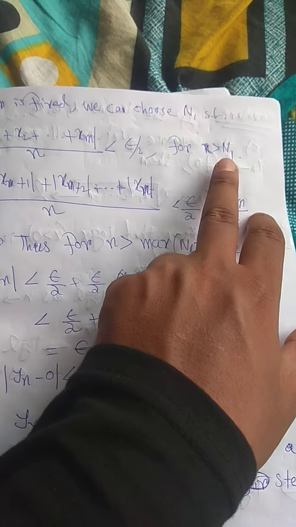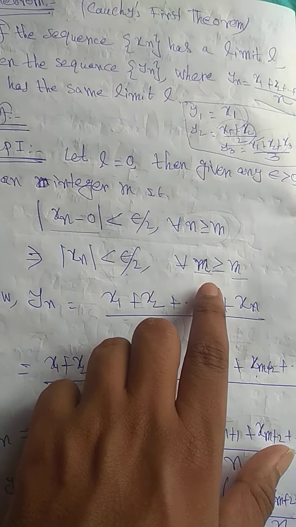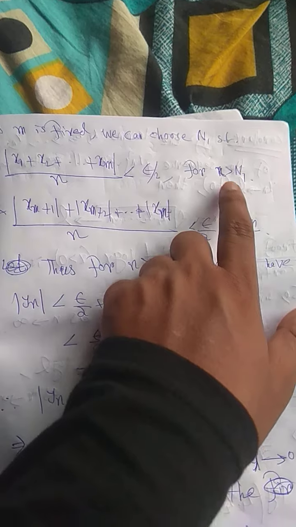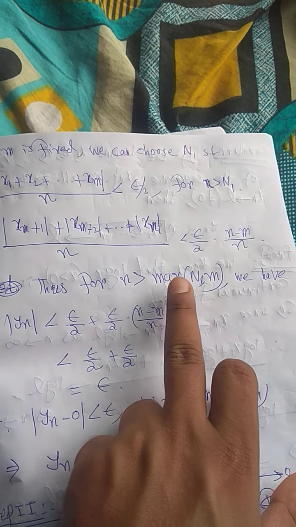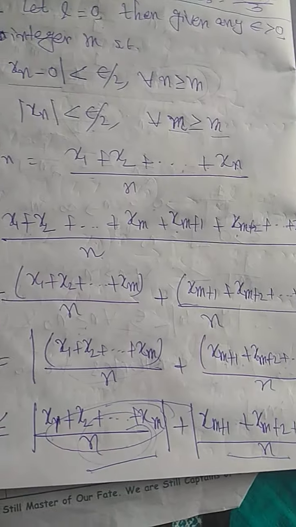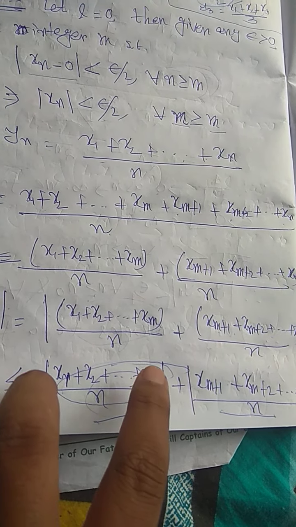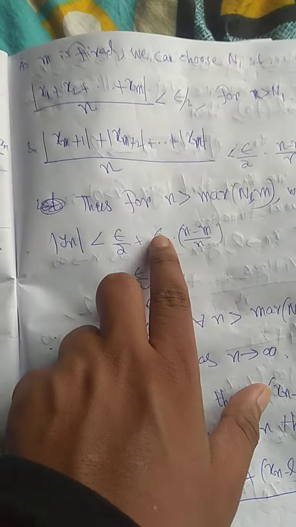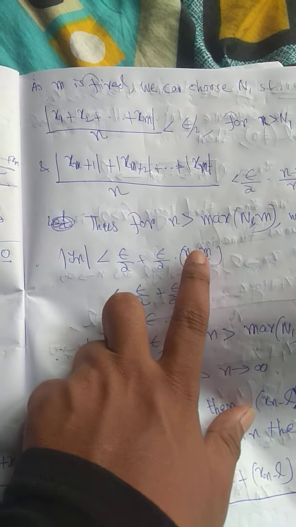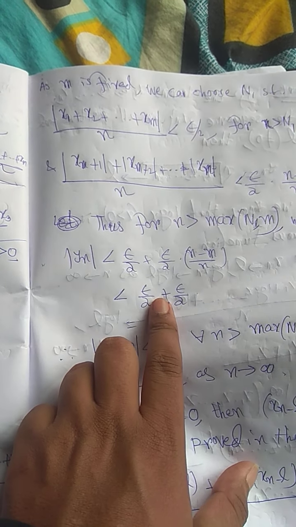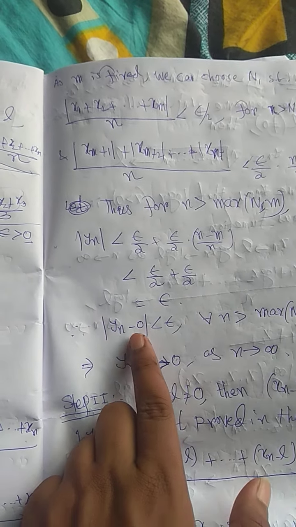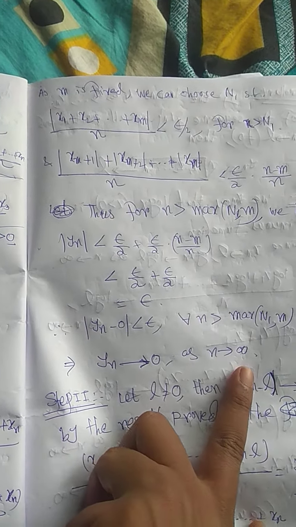So I got a natural number m over here, and I got a natural number n1 over here. Now I choose their maximum, and if n is greater than their maximum, then I can say this modulus is less than epsilon by 2 plus epsilon by 2 into (n minus m) by n. Altogether epsilon by 2 plus epsilon by 2 is equal to epsilon, which says that this also tends to 0 as n tends to infinity.